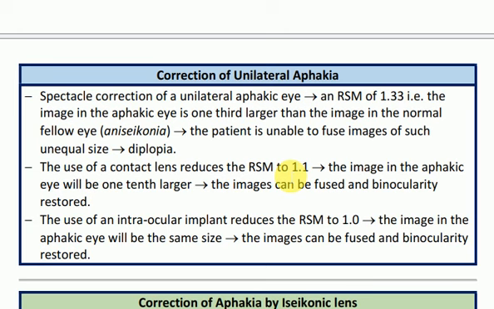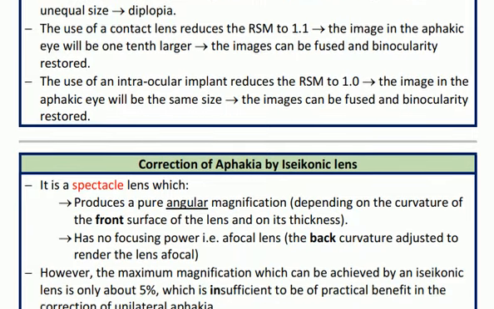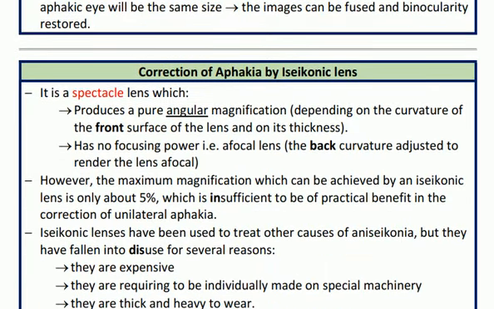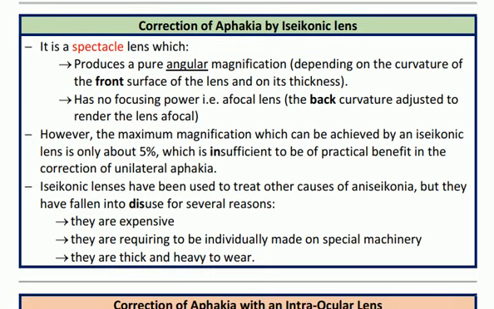It is possible to produce a spectacle lens which has no focusing power but which alters retinal image size by increasing the visual angle subtended by an object at the eye. This is known as angular magnification. Such a lens is known as an iseikonic lens. The magnification depends on the curvature of the front surface of the lens and on its thickness. Thus, to produce pure magnification, the front curvature and the lens thickness are calculated and the back curvature adjusted to render the lens afocal.